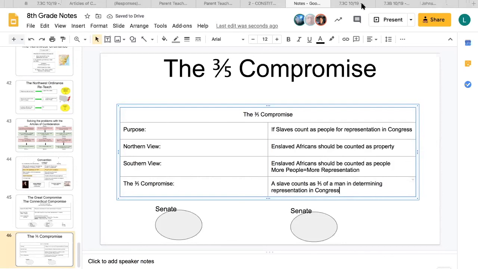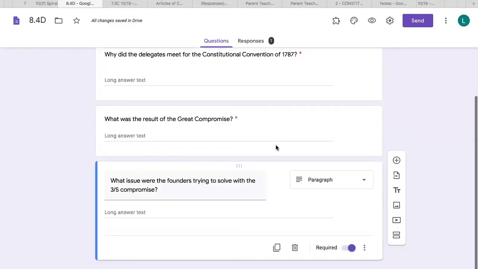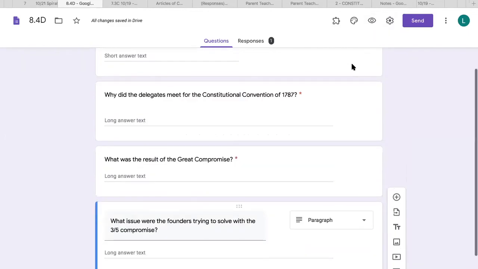These are our notes. Y'all did phenomenal. We have high expectations, starting with our exit. Our exit ticket is going to rock. There are 3 questions. Why did the delegates meet for the Constitutional Convention of 1787? What was the result of the Great Compromise? And what issue were the founders trying to solve with the 3/5 compromise?